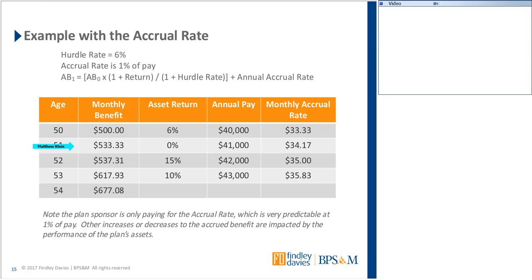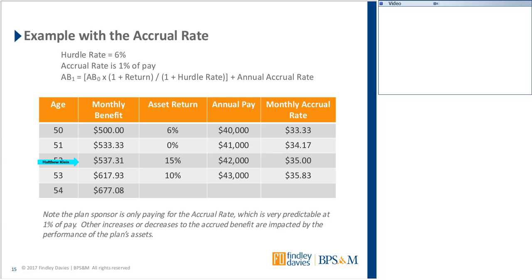And so in year 2 now, the asset return is 0%. So that does decrease the monthly benefit, but we're still adding in our accrual for the year. So our participant received a pay increase to $41,000, and correspondingly the monthly accrual rate increased to $34.17. So we've got a decrease in the benefit due to the asset return, an increase due to the monthly accrual rate, and it nets out that at age 52, our participant sees a slight increase in the monthly benefit from $533 to $537.